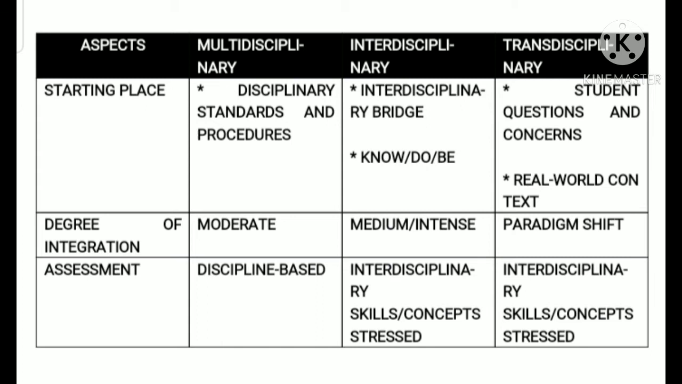So what does know, do, and be mean? Know means what is most important for a student, while do is what the students will be able to do, and be is what kind of person our students want to be in the near future.